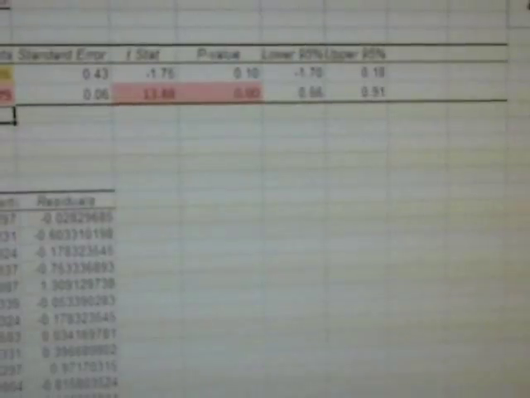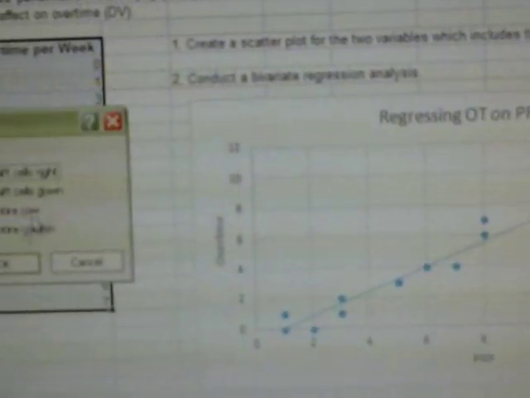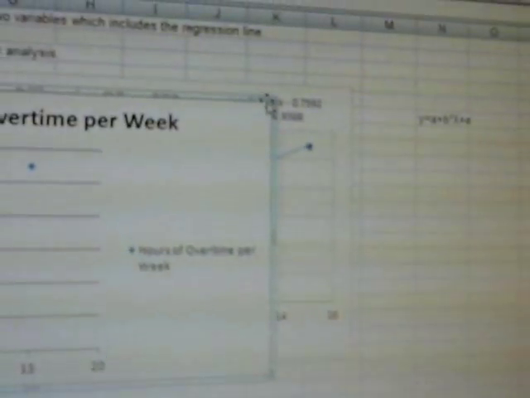In terms of doing a scatter plot, that's pretty easy. All you do, go over here, you highlight your 2, okay? Insert, go up to insert. We're going to go to scatter plot, okay? You see what I'm doing here? Now you can move this.